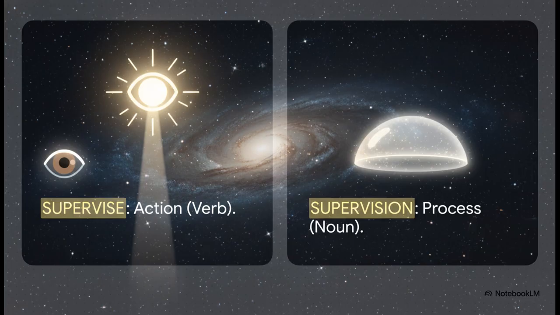Trap number 3 is purely grammatical. Supervise, ending in SE, is the verb. It's the direct action of watching over someone. Supervision, ending in SION, is the noun. It represents the process or state of watching over. If you are asked to spell the action itself, make sure you use the SE.